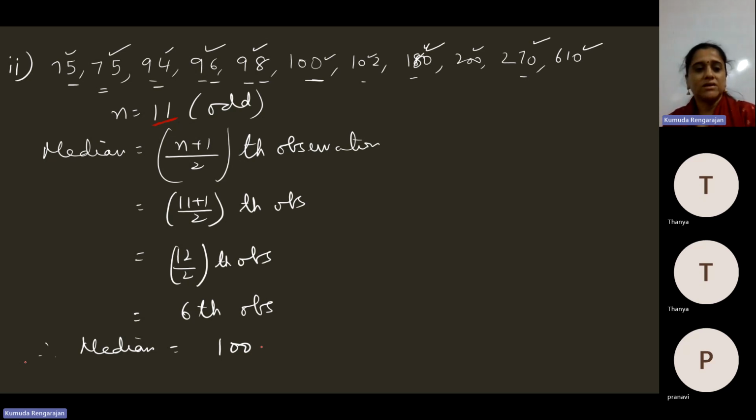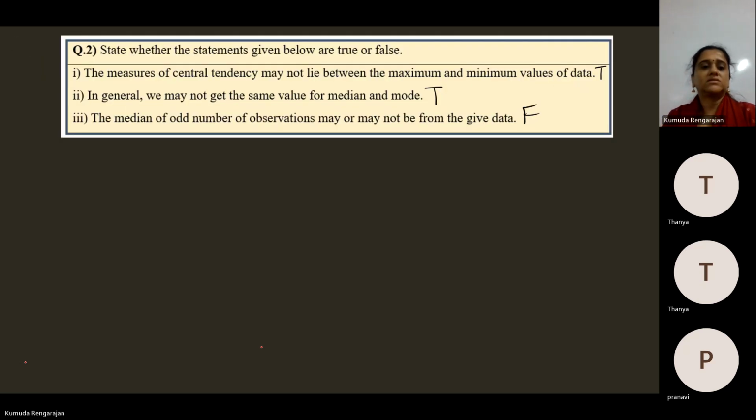See what is given here. N is 11. It's odd. Which is the median? The sixth observation is the median. That is 100. And what is 100? It is the value of the data itself. The median of odd number of observations may or may not be from the given data? False. It's always from the given data because when n is odd, median will be like the third observation or fourth observation or fifth observation, sixth observation. It will be a value of the data. Correct?